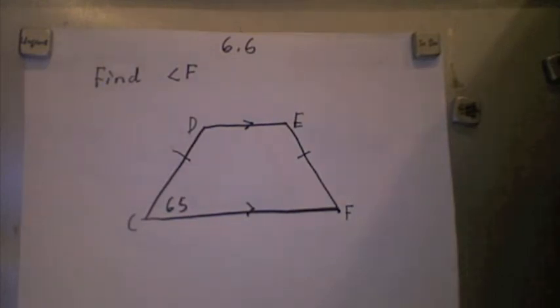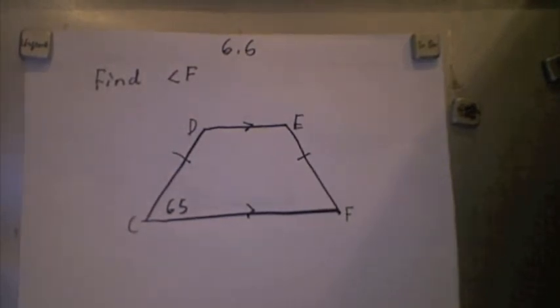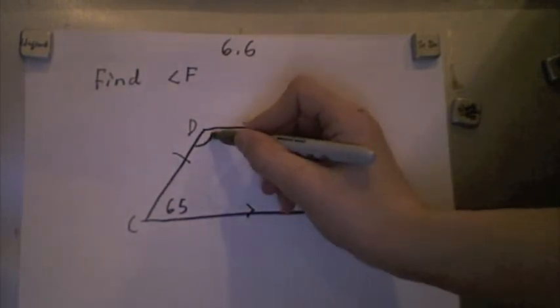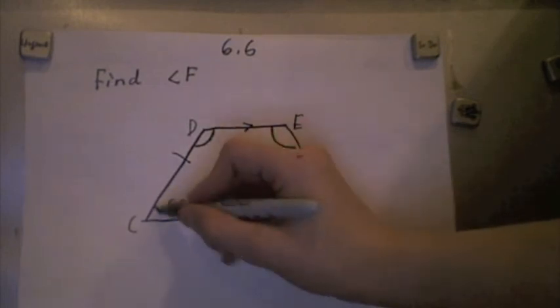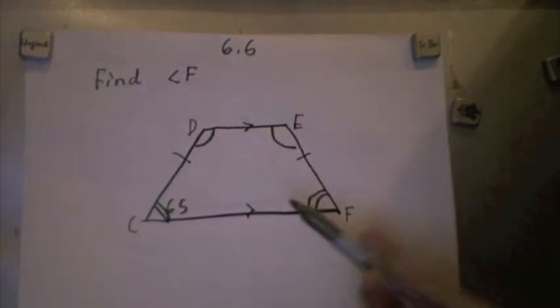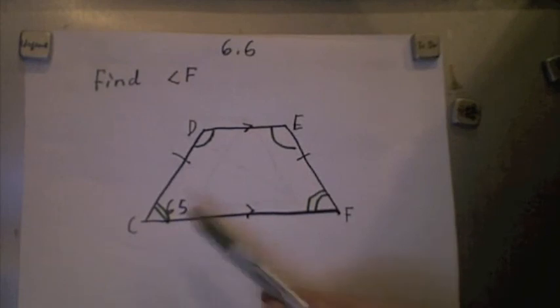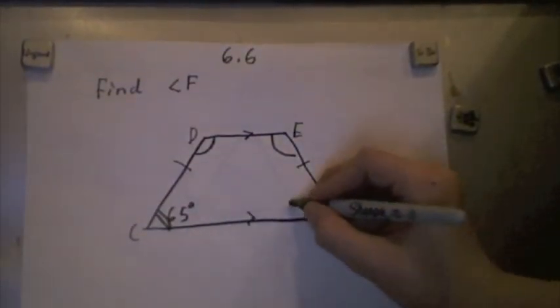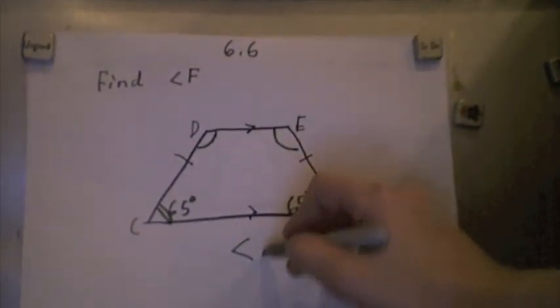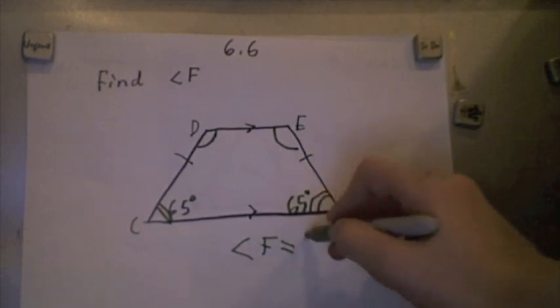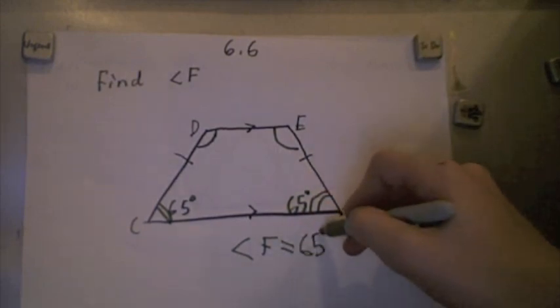Find angle F. In a trapezoid, base angles are equal. Using that, we can tell that 65 degrees, this would also have to be equal to 65 degrees. So angle F equals 65 degrees.